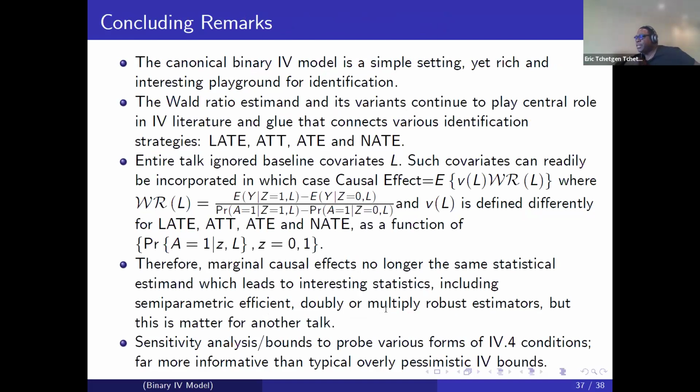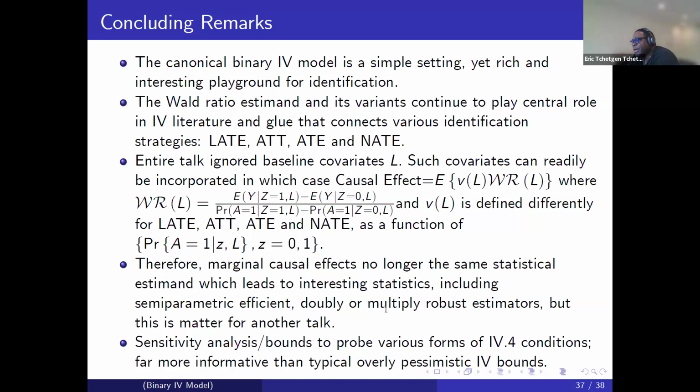The canonical binary IV model is a simple setting, yet is an incredibly rich and interesting playground for thinking about identification. The Wald ratio estimand and its variance continue to play a central role in the IV literature, and particularly in the use of IVs. I mean, two-stage least squares is probably the most widely used technique for identifying causal effects. And the purpose of this exercise is to allow investigators to reason about what causal interpretation they might give to that causal effect. Again, I'm not arguing against constructing bounds and doing everything else that people do to move away from point identification. We're simply providing additional tools to help people reason about what they're doing, which is estimating causal effects and trying to interpret them.